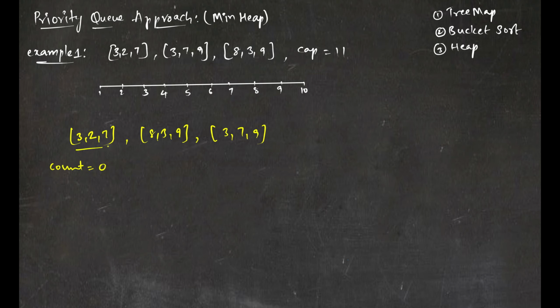Let's start with the first trip, 3, 2, 7. Since my priority queue is empty, I can just add it here, 3, 2, 7, and the number of passengers it is holding is 3, so I can just add it to my counter, 3.